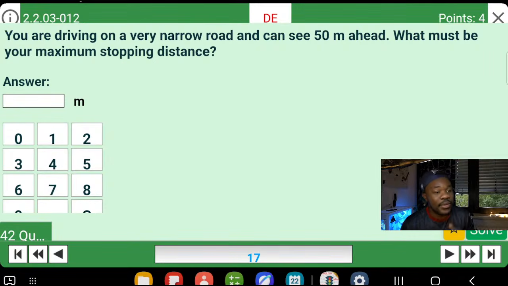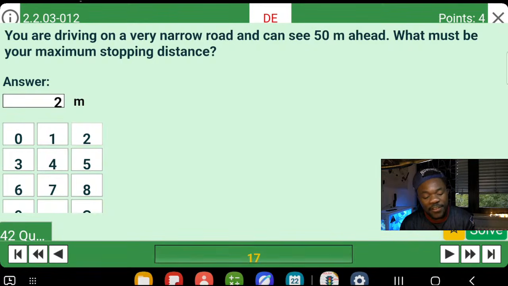You are driving on a very narrow road and can see 50 meters ahead. What must be your maximum stopping distance? On a narrow road, you should be able to stop within what? Within half of the distance readily visible to you. So in this case, you're saying 50 meters. Half of 50 is 25 meters.